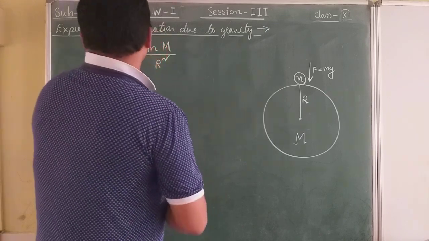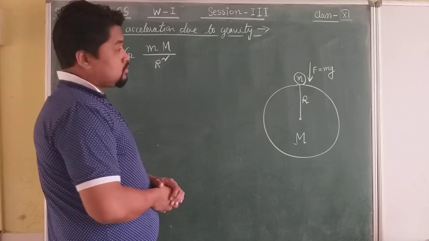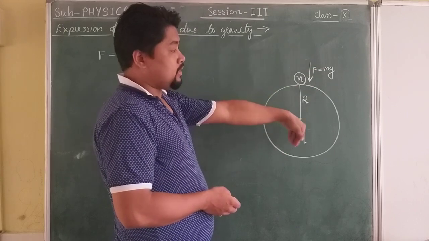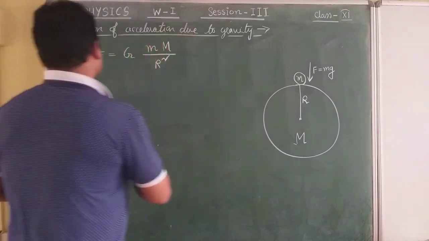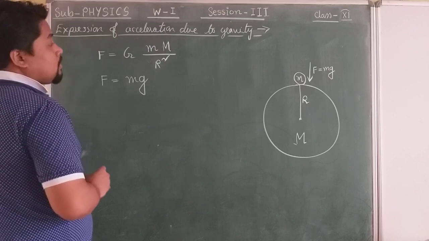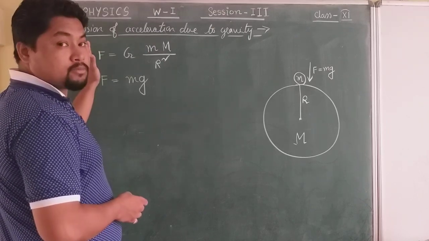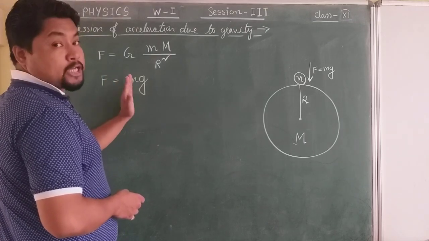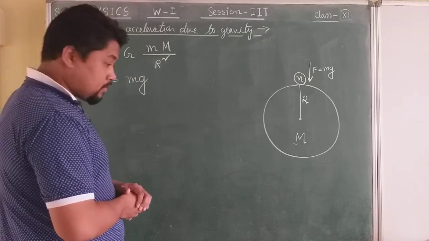Right? And there is a force which is towards the center of the earth, F is equal to mg. The weight of the object F is equal to mg. Right? So equating this equation, then we can find out the expression of acceleration due to gravity. Okay?